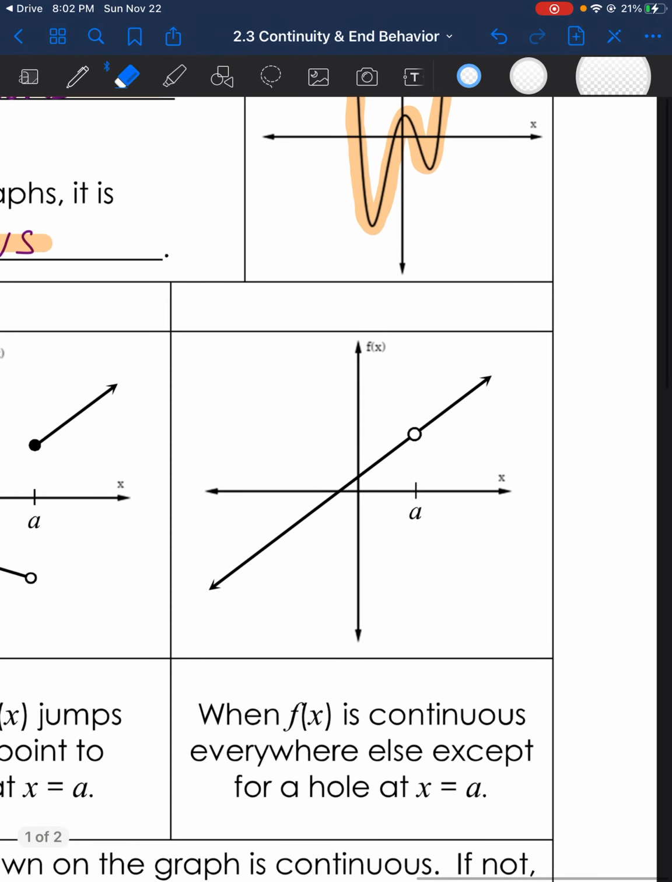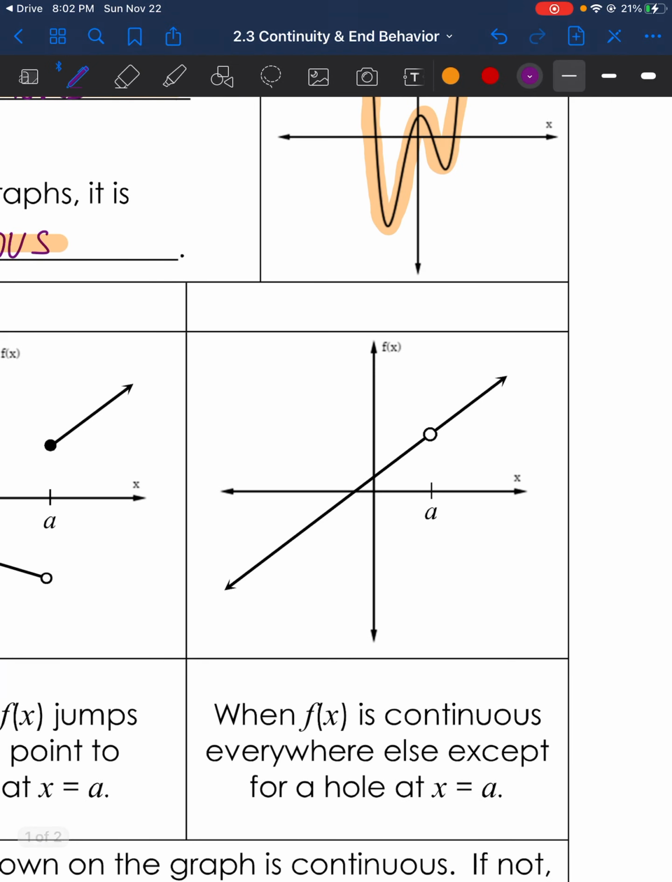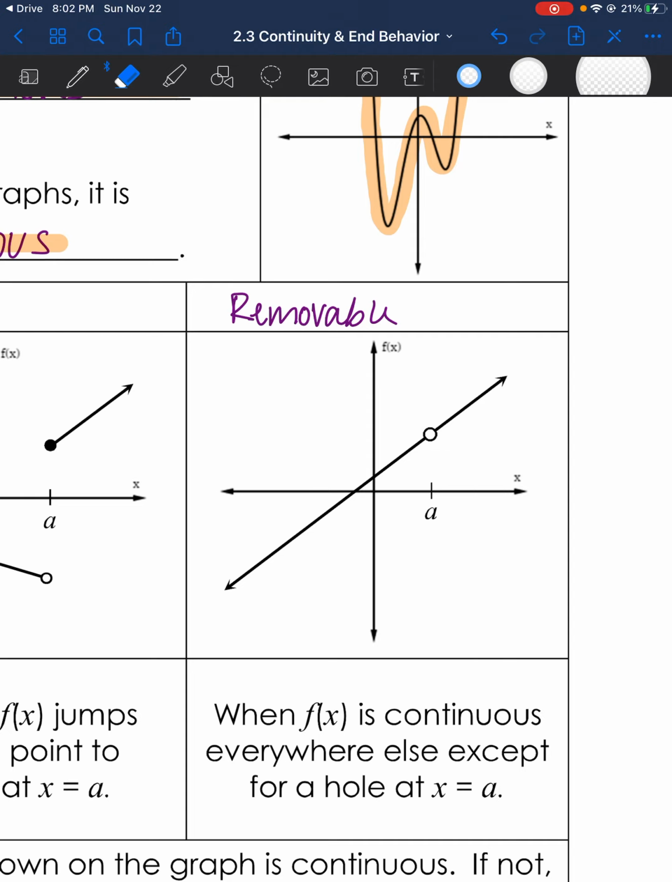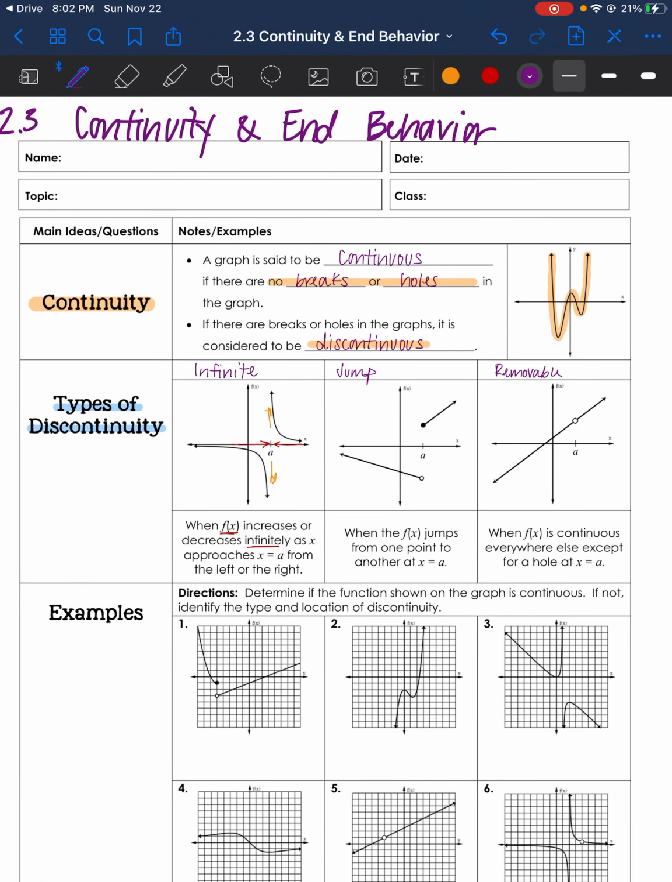The last one is called a removable discontinuity. These are just holes. You have a function that looks normal everywhere, but in this one place we have a hole. Again, this doesn't seem like a situation you're going to come across often, but we'll actually be working with functions like this as well. The definition says f of x is continuous everywhere except for a hole at x equals a. Holes are considered removable discontinuities.